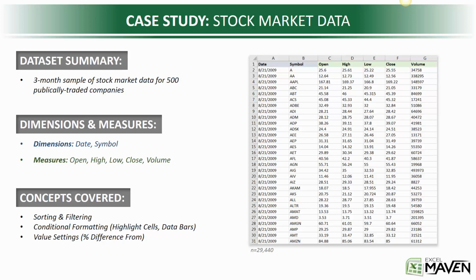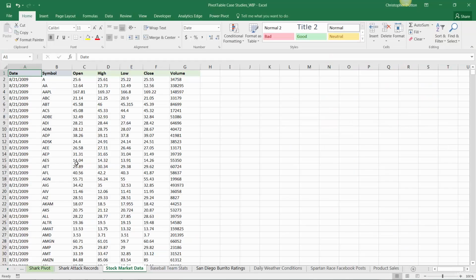And the concepts that we'll cover in this kickoff include some basic sorting and filtering. I'll really focus on conditional formatting here to use visualizations to tell a story. We'll practice highlight cell rules. We'll do some really cool demos with data bars. And then we'll wrap up with some value settings like percent difference from, which is a great tool to show day over day gains and losses in a really clear way. So pretty straightforward, pretty quick one. Let's go ahead and jump in.